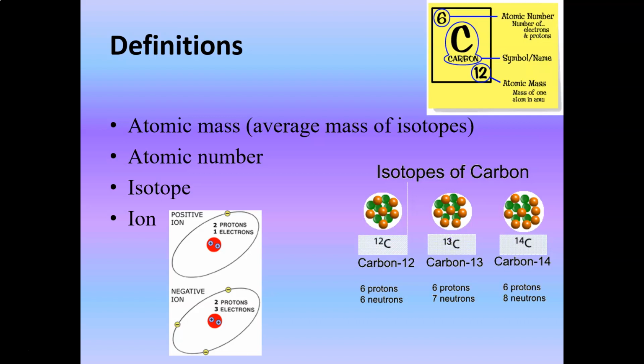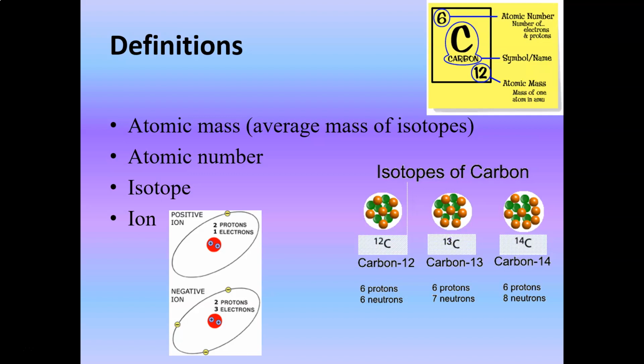The atomic number is a specific count of the number of protons. So if you look at the lower right, isotopes of carbon, C12, C13, C14, all three of those have 6 protons. If they have 7 protons, it is no longer carbon. If it has 5 protons, it is no longer carbon.